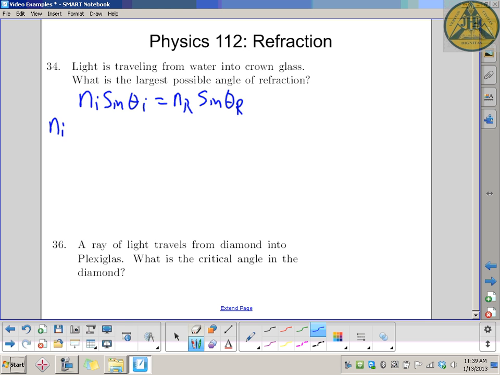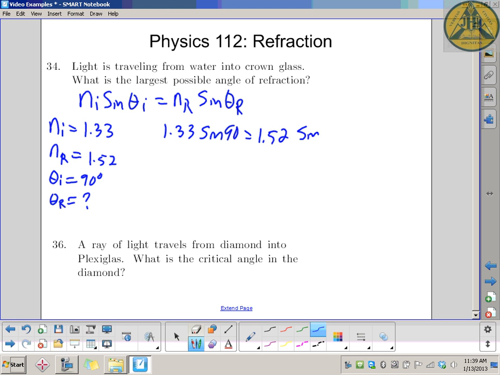So our incident material is water, 1.33. Our refracted material is crown glass, and that's going to be 1.52. Incident angle, or my first angle, is going to be 90 degrees. My refracted angle, that's going to be my maximum angle of refraction I can get for light going from water into crown glass. That's what I'm figuring out. So it's 1.33 sine 90 equals 1.52 sine theta r. And that'll be the maximum angle I can make for that situation.